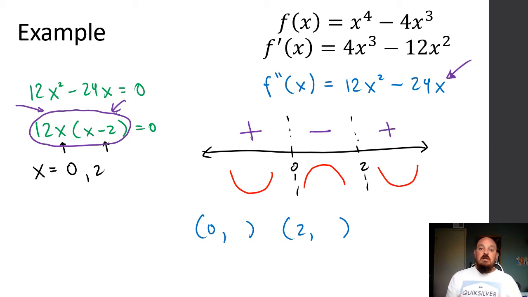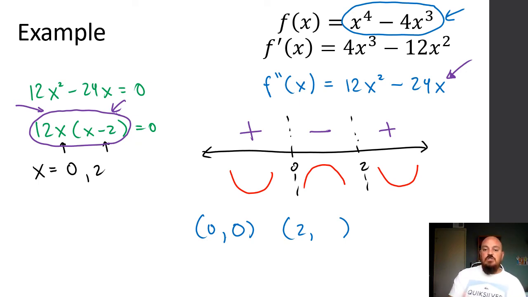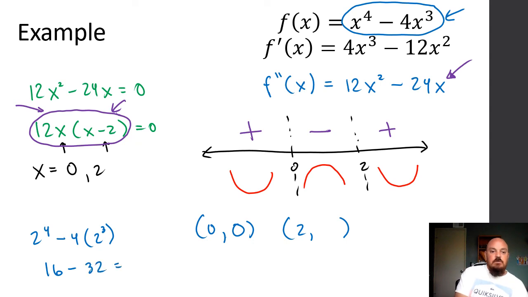Now, to fill in the somethings, we go back to the original problem, f of x, and we just plug in that value. 0 is actually easy. If I plug in 0 for both of those x's, I get 0. Now for the second one, if I plug in the 2's, I would get 2 to the 4th power minus 4 times 2 cubed. That would be 16 minus 8 times 4, which is 32. That's going to be negative 16. And those are your two inflection points.